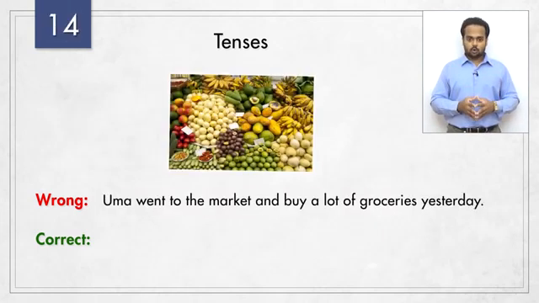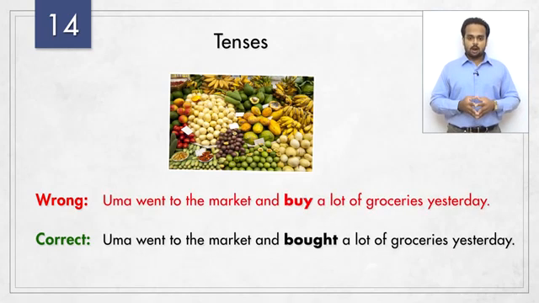Here's sentence number 14. Uma went to the market and buy a lot of groceries yesterday. How do you correct it? Uma went to the market and bought a lot of groceries yesterday. There are 2 separate actions. Went to the market and bought groceries. And both of them happened in the past. So don't forget to apply the correct tense to all the verbs in a sentence.